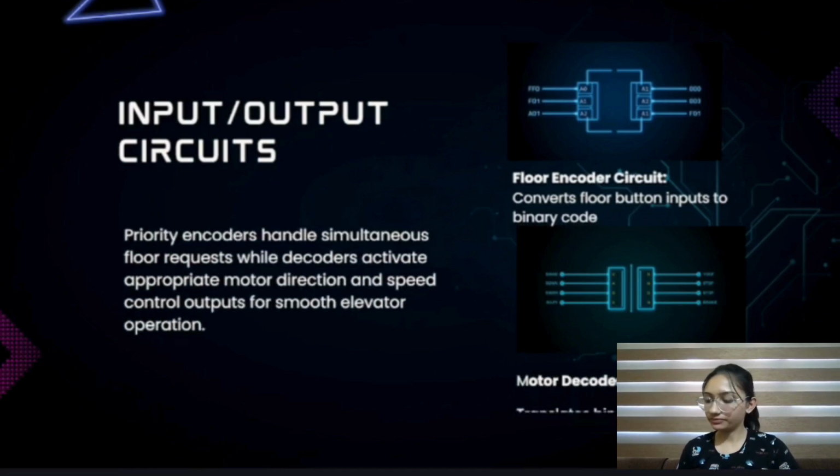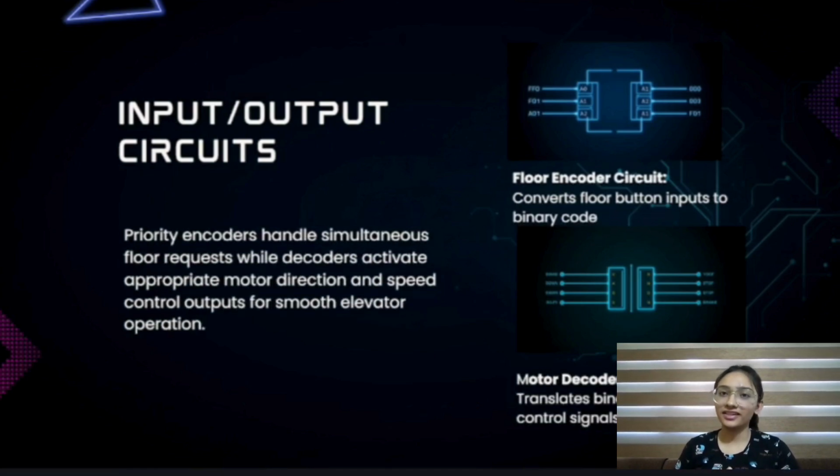Now, to process signals efficiently, we have input and output circuits. We have encoders, which convert floor button inputs into binary values. Then we have decoders, which convert the controller output into motor actions like up, down, or stop. Priority encoders help handle multiple simultaneous requests. This digital conversion simplifies the control logic.